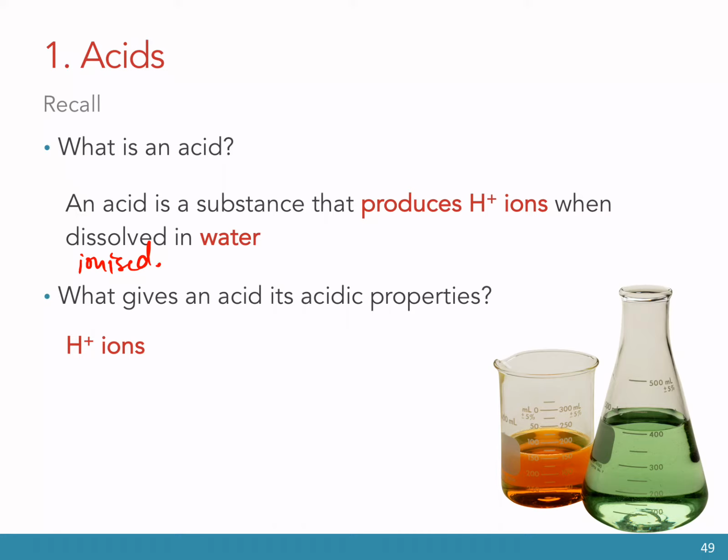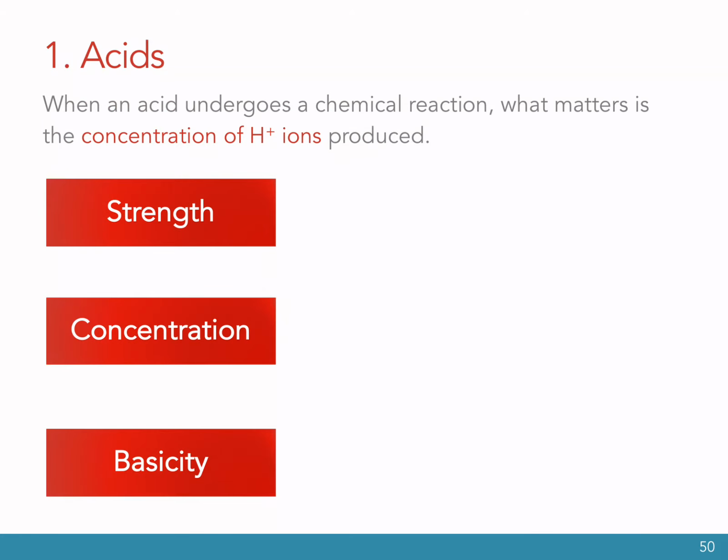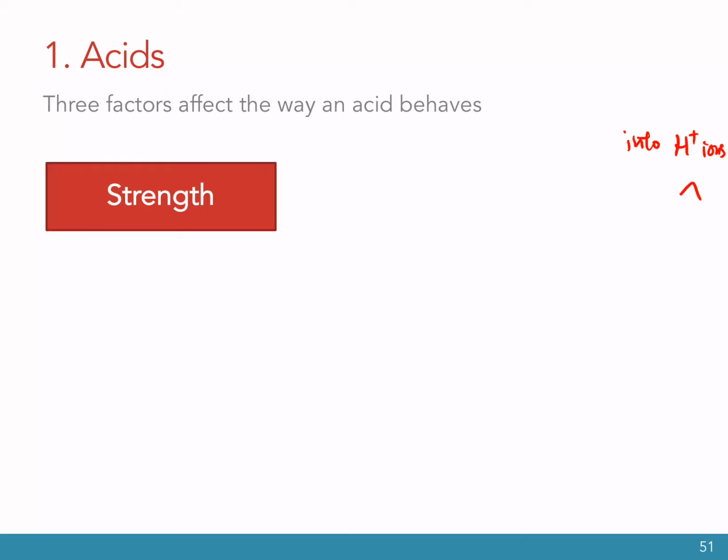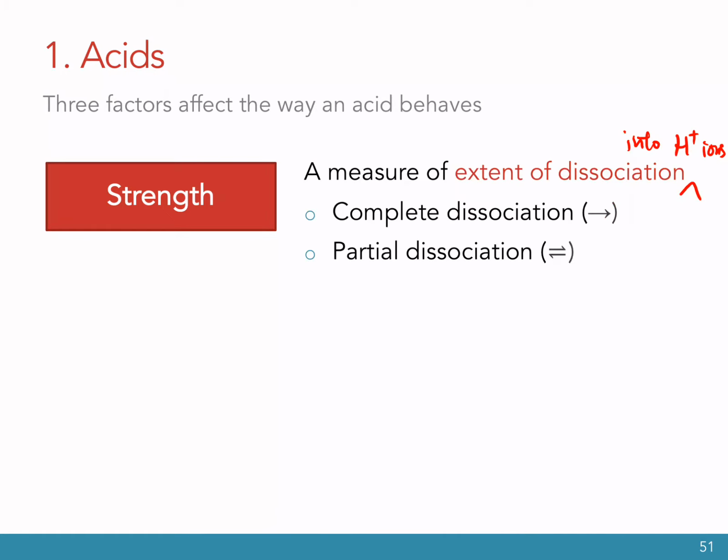So because of this, how fast an acid reacts with something else is actually dependent on the concentration of hydrogen ions that are in the solution. So today we'll look at the three factors that affect concentration of hydrogen ions, which are strength, concentration, and basicity of an acid. Okay, so the strength of an acid is dependent on the extent of dissociation into hydrogen ions.